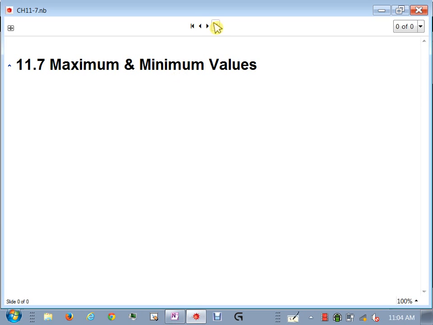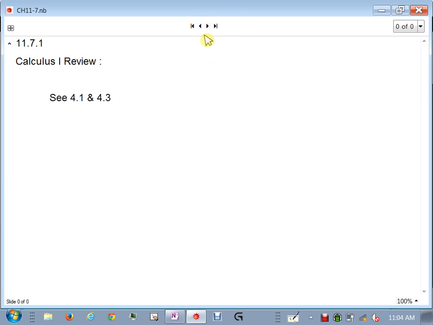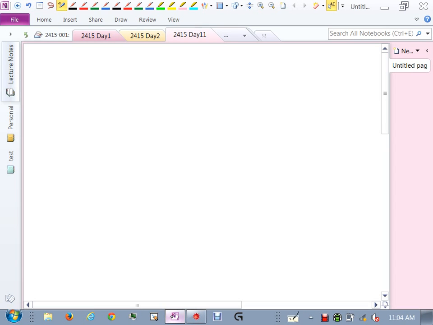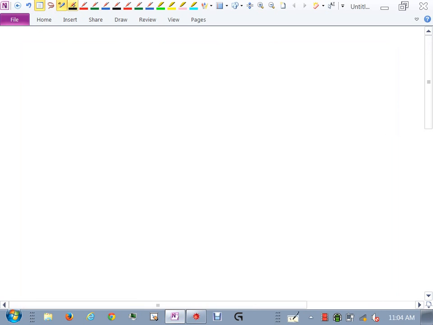So we're going to start with the idea of maximum and minimum values. And we're just going to do a quick review of Cal 1. Those are the sections in the book that I'm talking about, 4.1 and 4.3. I discussed max and mins with you already because you needed it on the last take-home quiz. But there were a few results from Cal 1, just right up here.